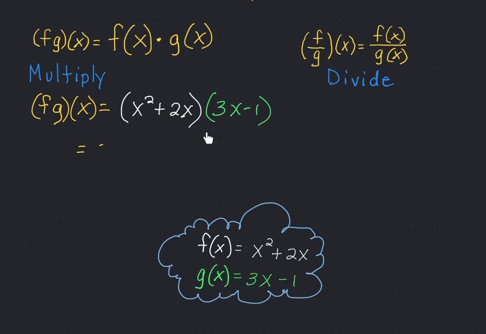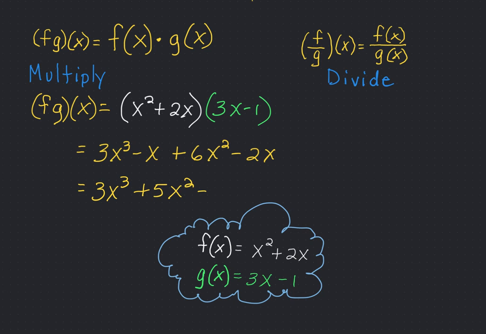We're going to get 3x cubed minus x squared plus 6x squared minus 2x. And now we combine like terms. 3x cubed plus 5x squared minus 2x. That is the product of the function f of x and the function g of x. It's time for some division.